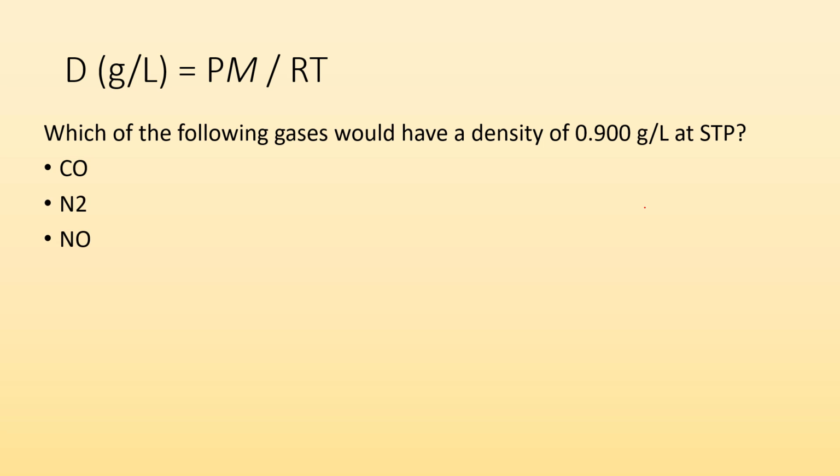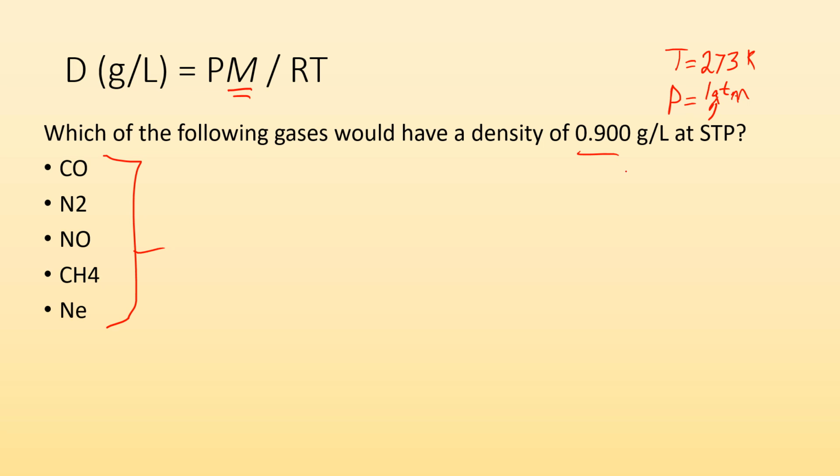Which of the following gases would have a density of 0.9 grams per liter at STP, which is standard temperature and pressure? So the temperature is going to be 273 Kelvin, and the pressure is going to be 1 atmosphere. You could use the other units for pressure, but I like using atmosphere because it's 1. All right, so what we're really trying to solve for is this molar mass, so we can see which one of those has a molar mass that will give you a density of 0.9 grams per liter.